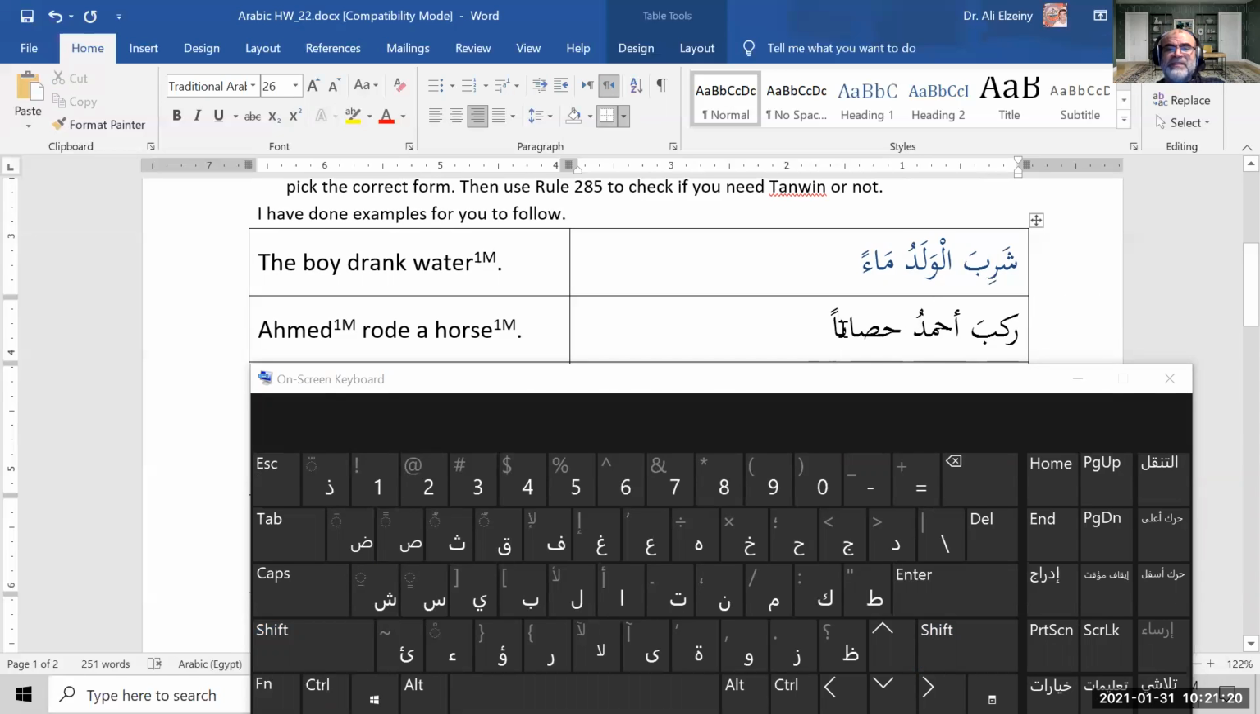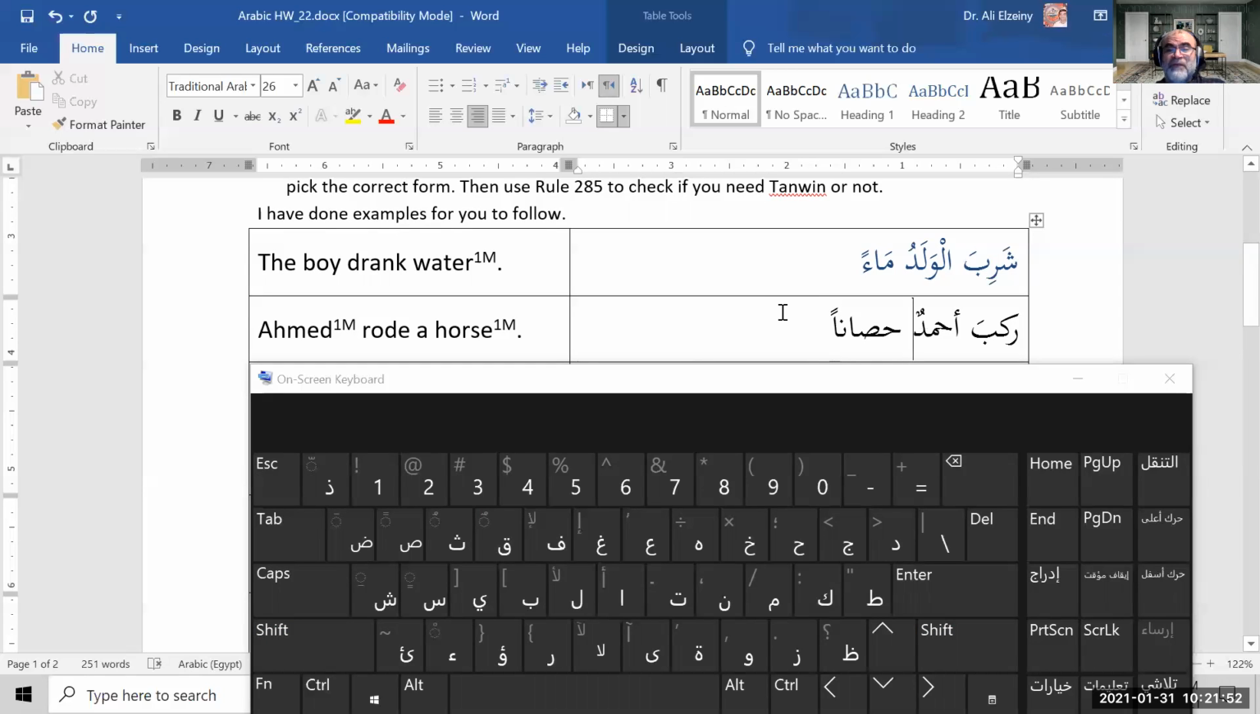Hasanan is mansoob, horse, mansoob, and the haraka for mansoob, for a singular and male, is fatha. But because we don't have alif lam, we can have tanween. We have to have tanween if we don't have an alif lam, unless sarf is forbidden. Like here, for example. You might say, why didn't I say rakiba Ahmadun hasanan?